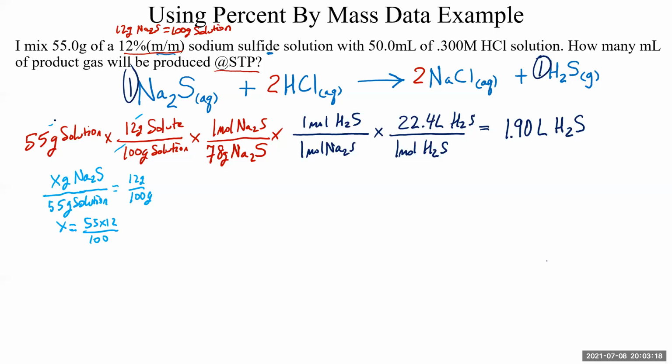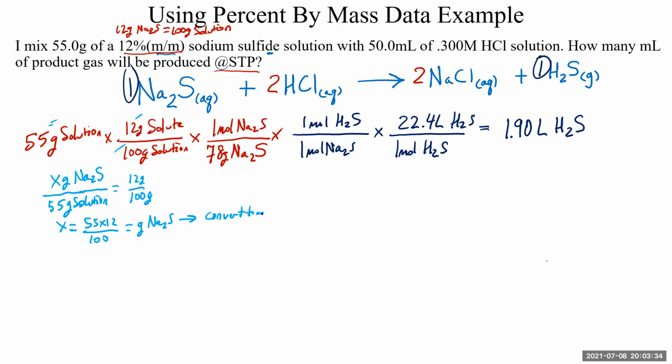55 grams equals grams of sodium sulfide. And then from there, you convert to moles, just like we did above. All the rest of it is exactly the same. You can work that out that way if you prefer.